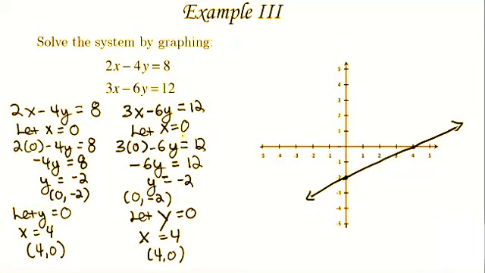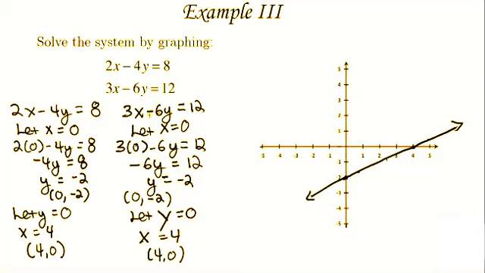So if I go and try to graph this second one at 0, negative 2, I'm going to have the same point. And over here, I'm going to have 4, 0. And even if I hadn't chosen the intercepts, if I would have just chosen 2 random points for this first equation and 2 random points for the second, I would have found that those points landed on the same line because these two equations describe the same line.